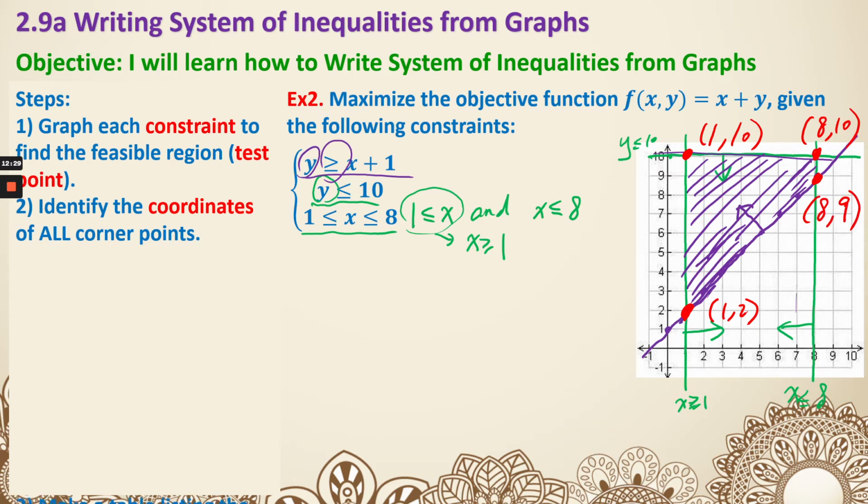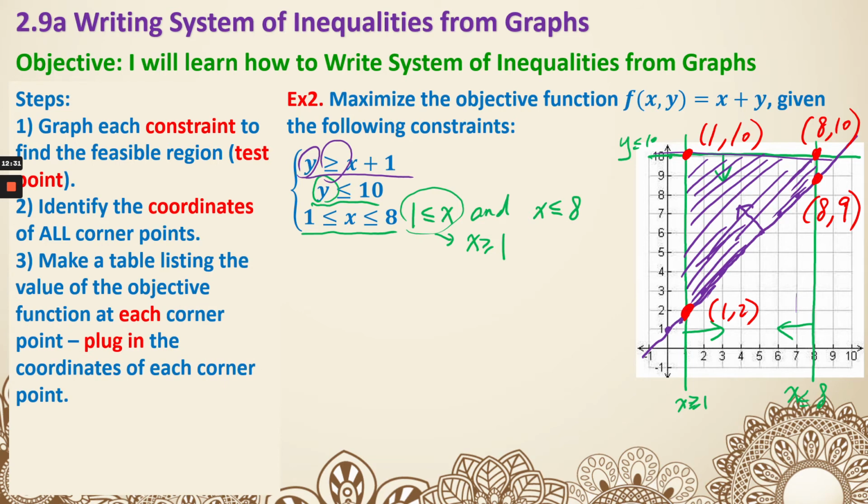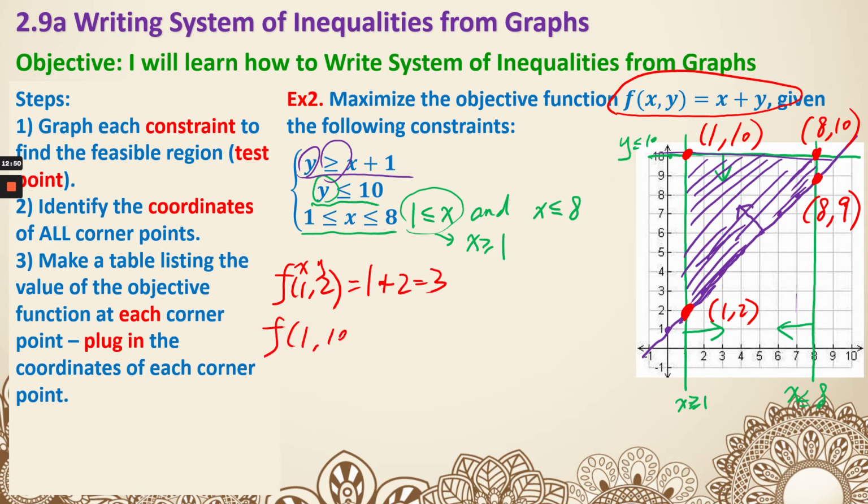So after we identify, we are going to plug into the function. The function is right here. I'm going to plug in every single point. So first, 1, 2. X is 1, y is 2. So 1 plus 2, that's just a 3. Next, 1 and 10. X is 1, y is 10. So plug together, that's 11.